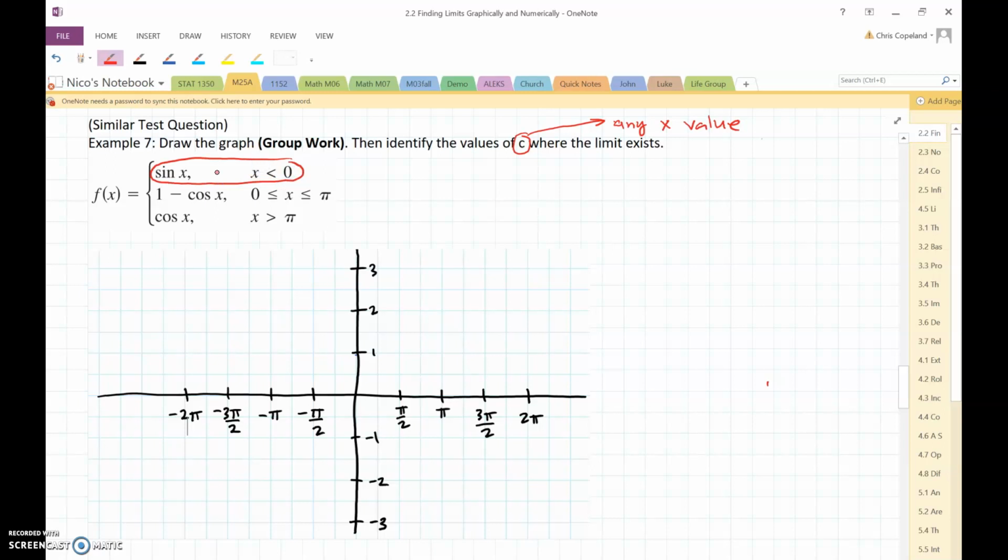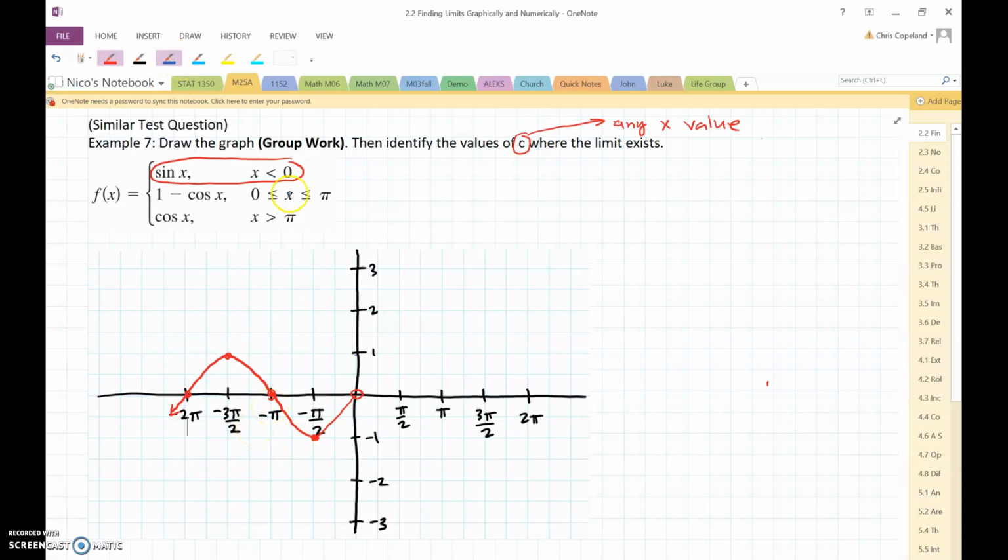So this part of the piecewise function, we're graphing sine of x when the x values are less than 0. So that would look like this. No point here. And then it would go this way. Hopefully that makes sense how I'm graphing sine of x. Alright, because sine of x goes that way, so go this way.